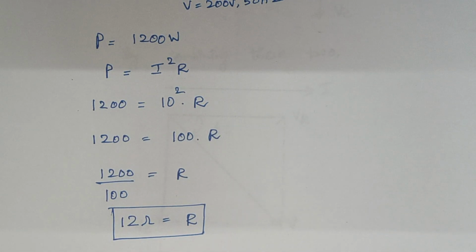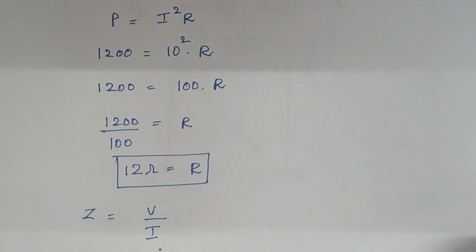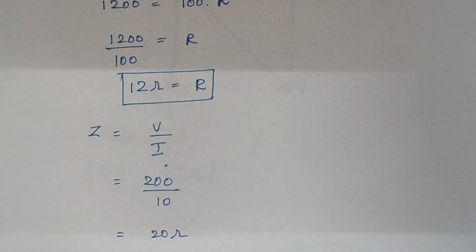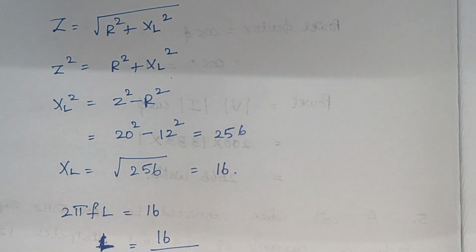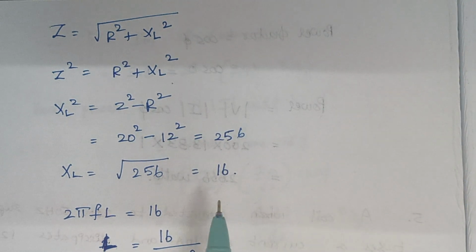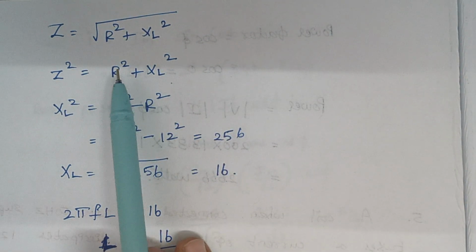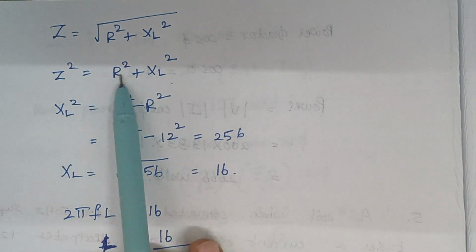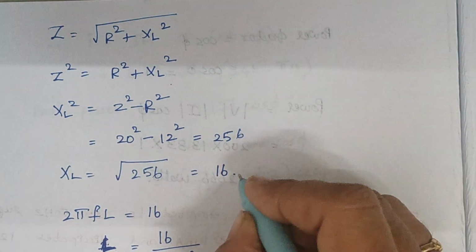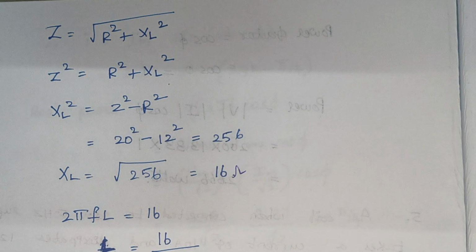And the next thing is we need to calculate the value of L. To find the value of L, we first calculate the impedance. Impedance is given by V by I. We know V, we know I, so the impedance value is 20 ohms. Impedance is also given by the square root of R square plus XL square. We need to calculate L, therefore we rearrange this expression. XL square is Z square minus R square. We know Z and R, so just substitute and calculate the value of XL. It is calculated as 16 ohms.